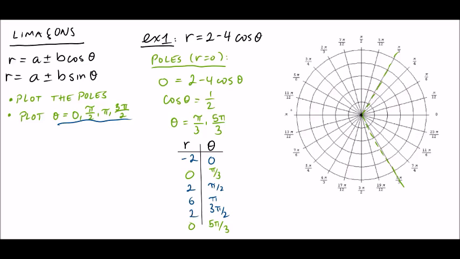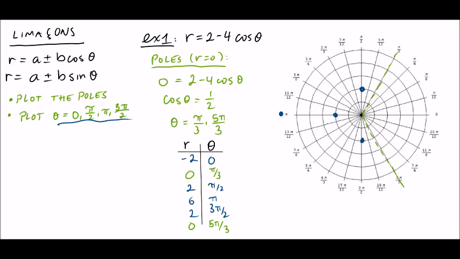So let's plot those points. 0 degrees points this way, but I go negative 2, so I'm going to be here. Then in the pi over 2 direction, it will also be 2. In the pi direction it would be 6. 1, 2, 3, 4, 5, 6. Oh, I'm a little bit off, but that's okay. And then it's 2 here.